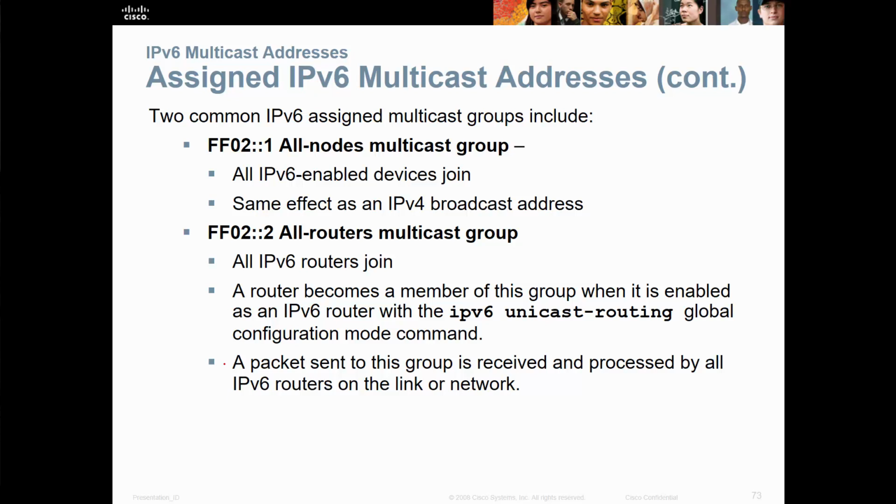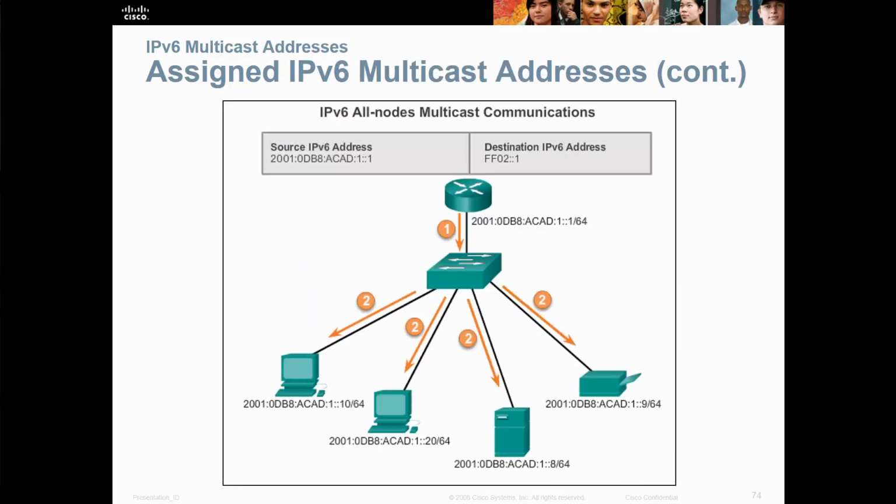That way you can have an FF02::1 or FF02::2, and by looking at the last bit, we can see if it's all nodes or all routers. That way we don't have to send them to everyone. Again, FF02::1, that's all nodes. FF02::2, that's all routers. So let's look at the solicited node multicast addressing for IPv6.